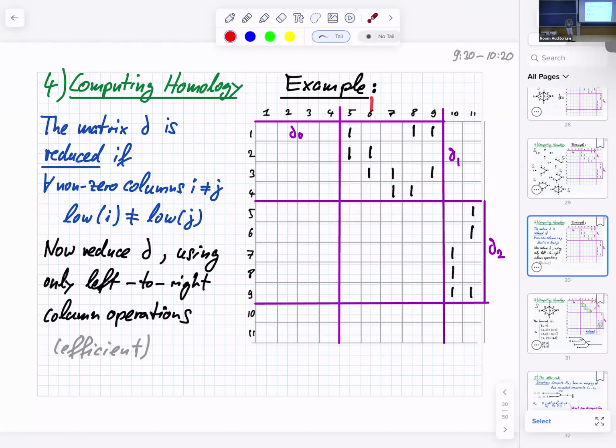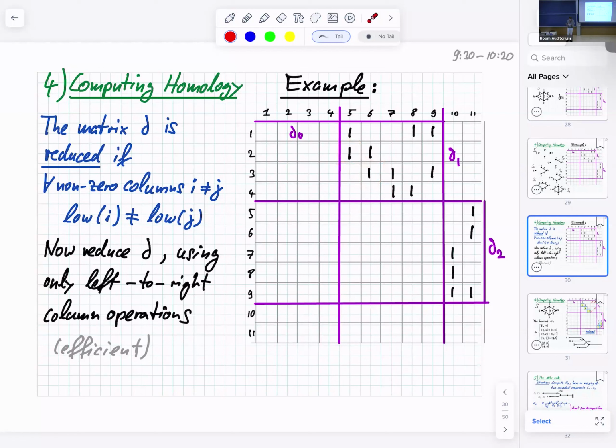We introduce our next column, number 6. The lowest entry of column 6 is here in row number 3. The lowest non-zero entry in column number 5 is in row 2. These are two different rows. All is fine. This is reduced. Good.